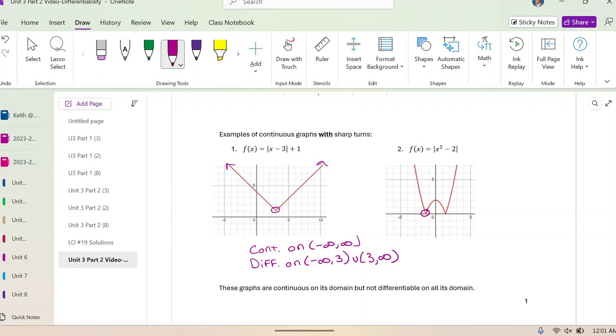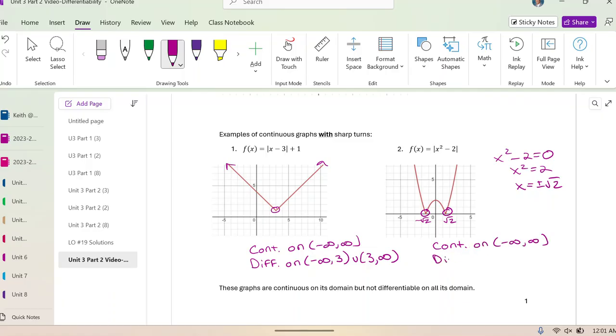Here there's 2 places where there's sharp turns, and those sharp turns would be where x squared minus 2 is equal to 0. So therefore those 2 sharp turns would be at plus or minus the square root of 2, this being negative square root of 2 and this being positive square root of 2. So it's continuous everywhere.